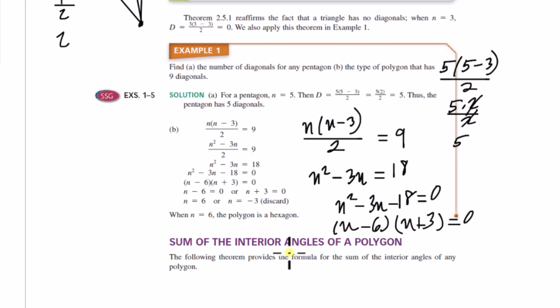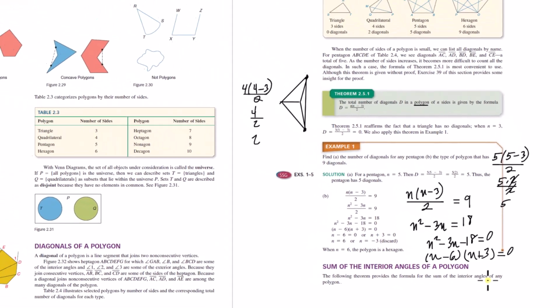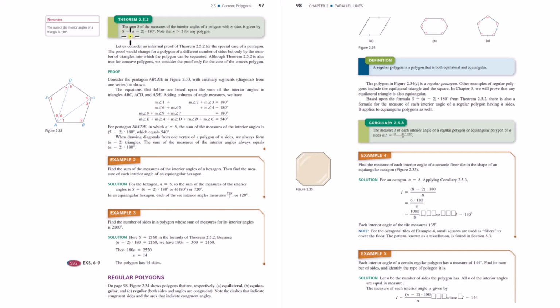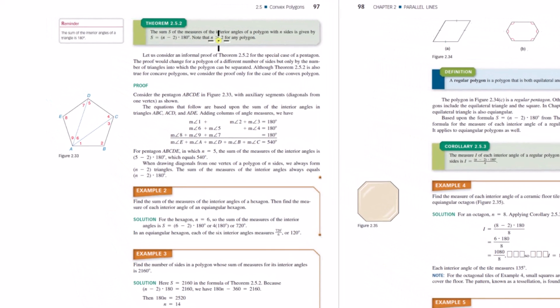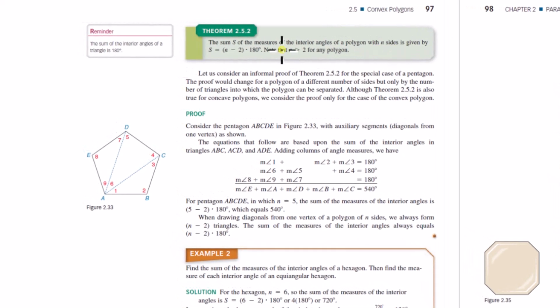Sum of the interior angles of a polygon. The following theorem provides the formula for the sum of the interior angles of any polygon. The sum S of the measures of the interior angles of a polygon with n sides is given by S equals (n minus 2) times 180 degrees, and note that n has to be greater than 2 for any polygon. The lowest number of sides you can have for a polygon is 3. With 2 lines, you can't make a closed figure.